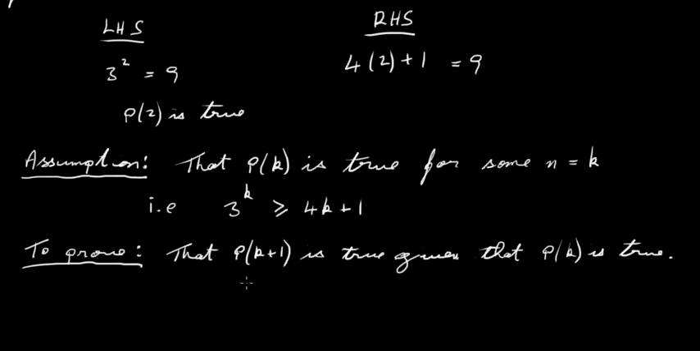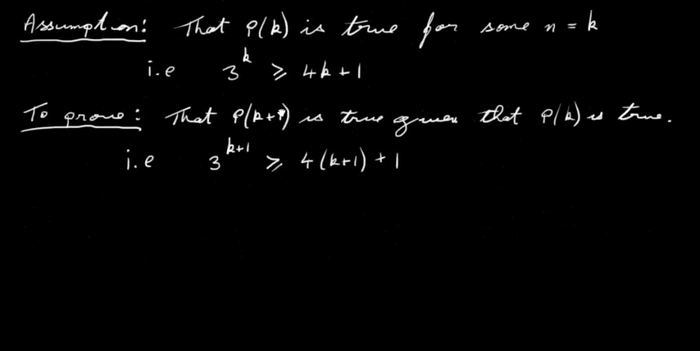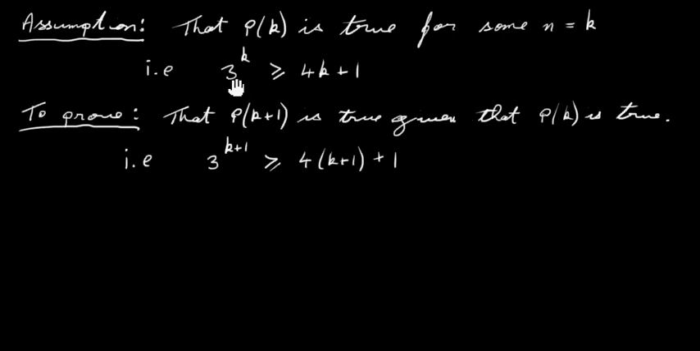So what does that mean mathematically then? What we're actually going to try and prove is that 3 to the power of k plus 1 is greater than or equal to 4 times k plus 1, plus 1. So this is what we need to prove here, given that this is true.